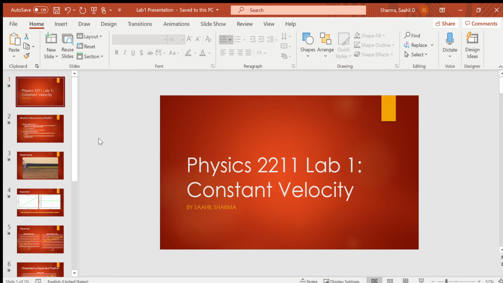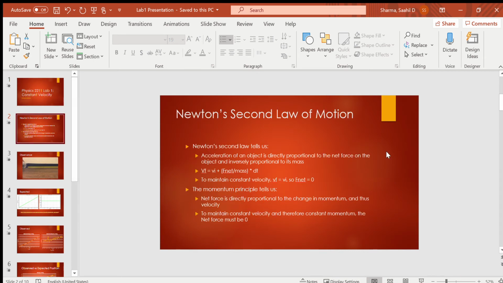Newton's second law of motion tells us that the acceleration of an object is directly proportional to the net force on the object, and it's inversely proportional to the object's mass. And we have that the final velocity equals the initial velocity plus F net over mass, which is acceleration, times the change in time. So to maintain a constant velocity, we want our final velocity to equal our initial velocity, therefore an F net of 0.